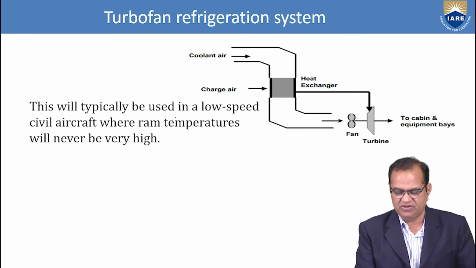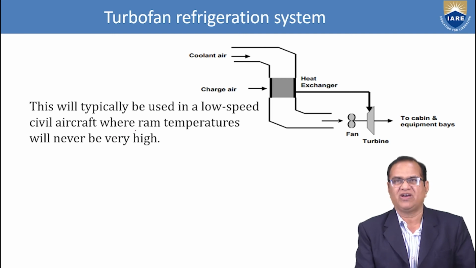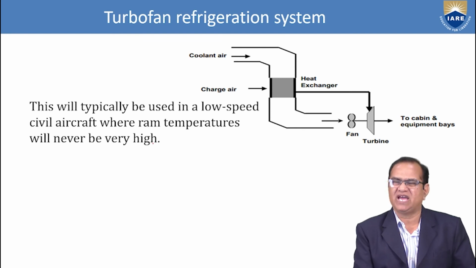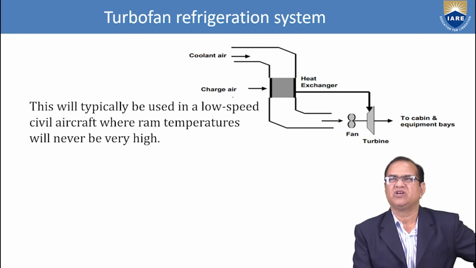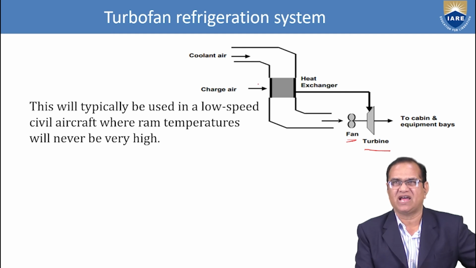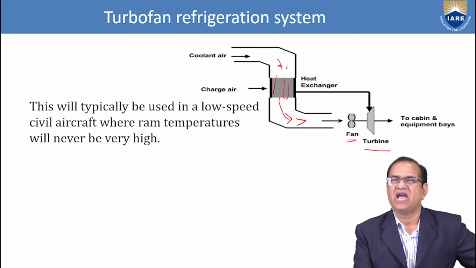This will typically be used in a low-speed civil aircraft where RAM temperature will never be very high. So this RAM temperature is very high for a low speed aircraft. So here, in this we need a turbine. You can see here turbine, we need a fan, and you see that coolant air is coming from here, and charged air, pressurized air, is entering here at a somewhat high pressure and high temperature, and cool air is coming from this, it is entering from here and going this way.